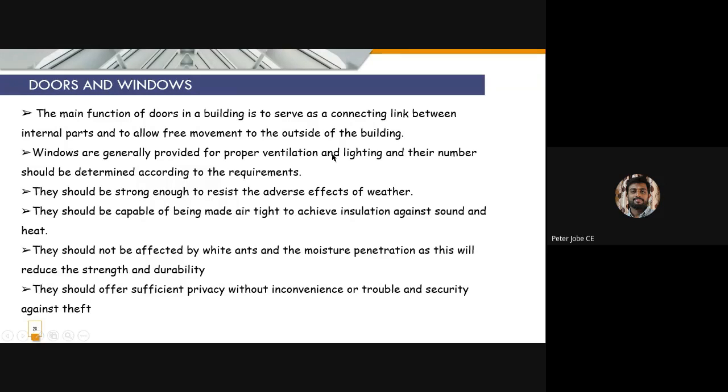So windows are generally provided for proper ventilation and lighting, and their number should be determined according to the requirements. You understood why it is important to provide proper ventilation and lighting to maintain a healthy environment inside our occupancy. It is always necessary to provide proper ventilation and lighting. Proper ventilation means it should not be too high or too low, and lighting means the sunlight should not be too intense inside the building, so it should be maintained within that limit.